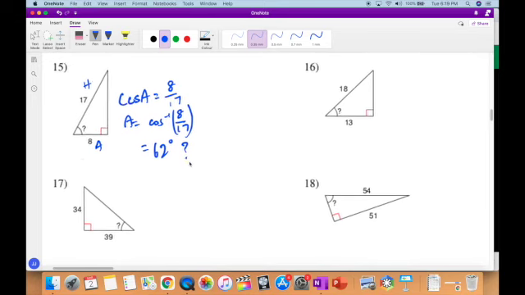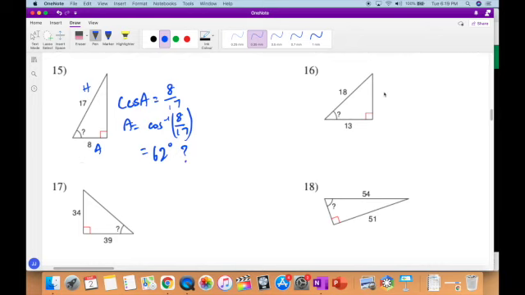Adjacent over hypotenuse, so this is another cos situation. So A is the cos inverse of adjacent, which is 13, over the hypotenuse, which is 18. So the cos inverse of 13 over 18 is 44 degrees, right?